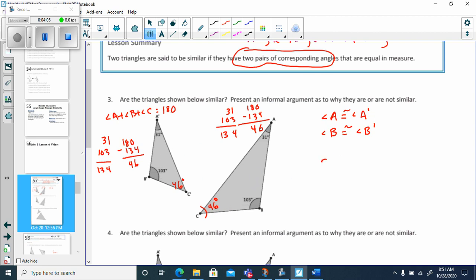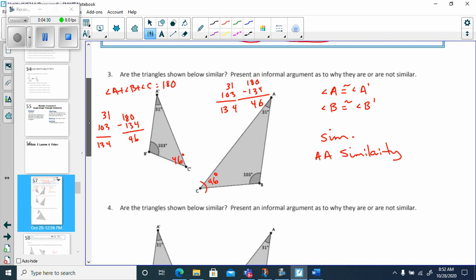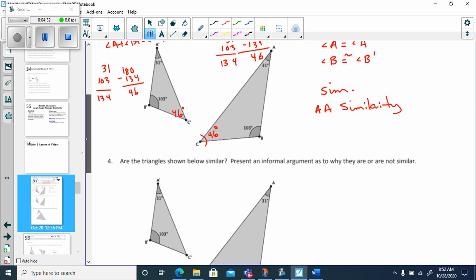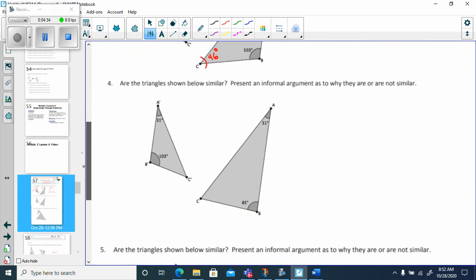So these two triangles are similar. How do I know that? I know that because angle A and A prime is congruent and angle B and B prime is congruent. Those are similar. How do I know that? By angle-angle similarity. If you've got two corresponding angles that are congruent in two different triangles, then the third angle is going to be congruent. They're going to have the same shape. They're going to be similar by angle-angle similarity.